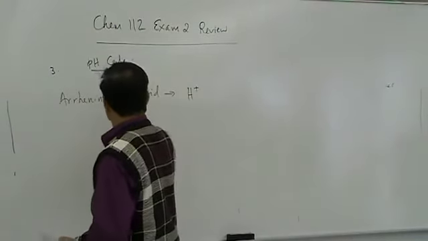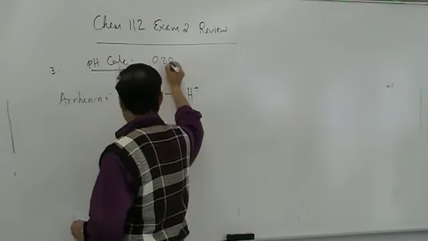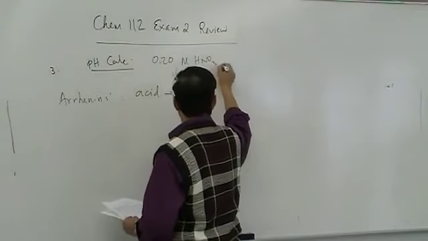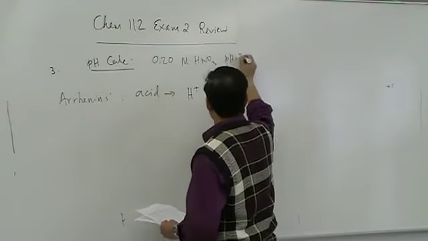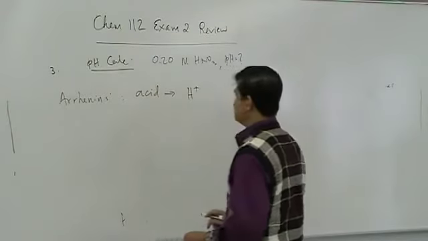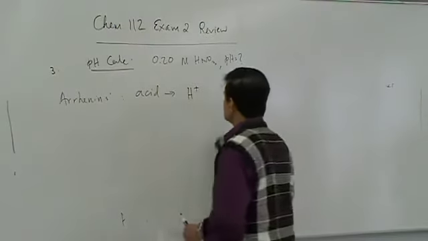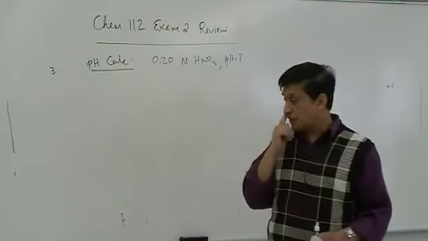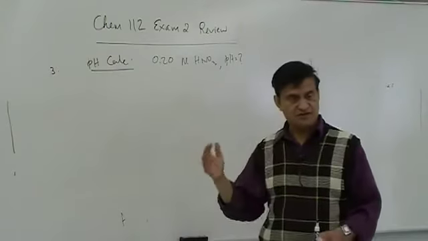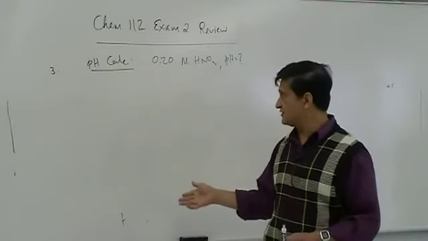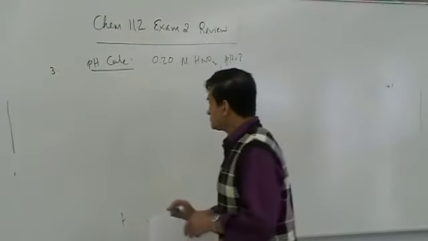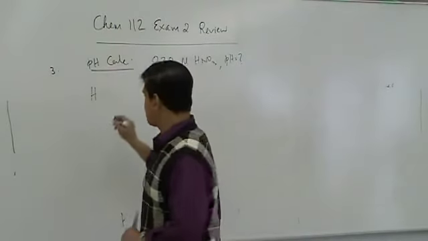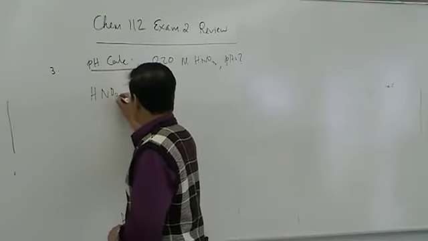So the question is, I have 0.20 molar HNO3. And what is the pH value? In exam, you have to recognize that this is a strong acid, because it's coming from all those lists of strong acids. So keeping that in mind, that this is a strong acid, and it would break down 100%. So you can write down like this.